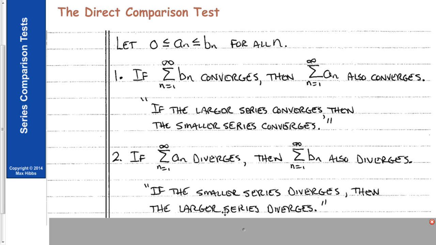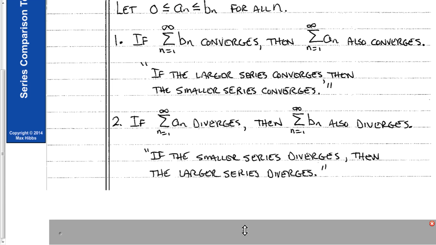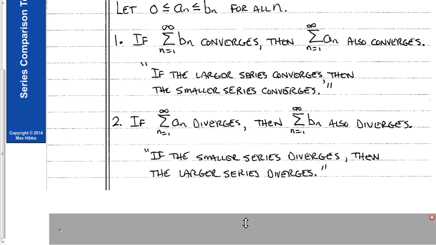What is not said, and I don't think I wrote this down, is that if the smaller series converges, that tells us nothing about the larger series. Or if the larger series diverges, that tells us nothing about the smaller series. So be careful. Let me repeat that. This does not say that if the smaller series converges, we know the larger series converges. In other words, it doesn't tell us that if the sum of a sub n's converges, we can determine that the sum of b sub n's converges. They may be much bigger.